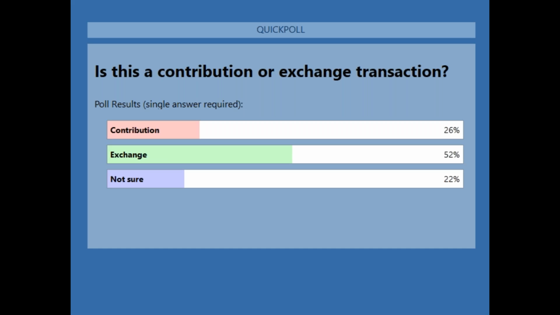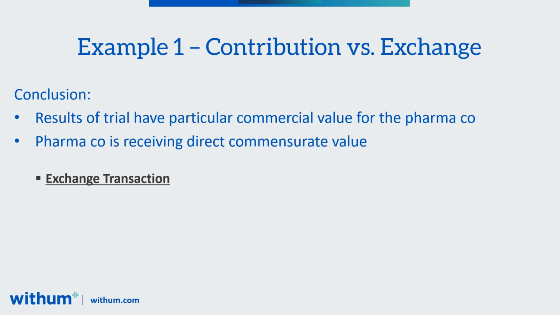Great. So most of you did get it right. This is in effect an exchange transaction. So good job. The reason it's an exchange transaction is because the results of the trial have commercial value to the pharma company. The pharma company is receiving direct commensurate value. They retain the rights to the study. So that's deemed to be commensurate value to the resource provider.